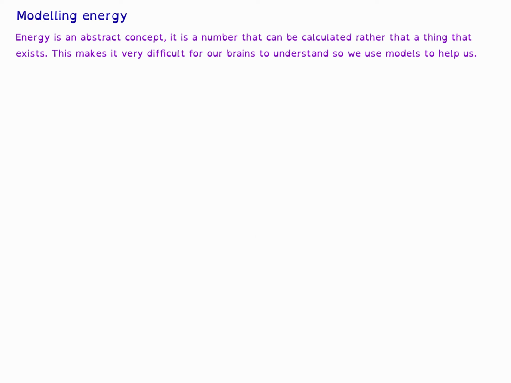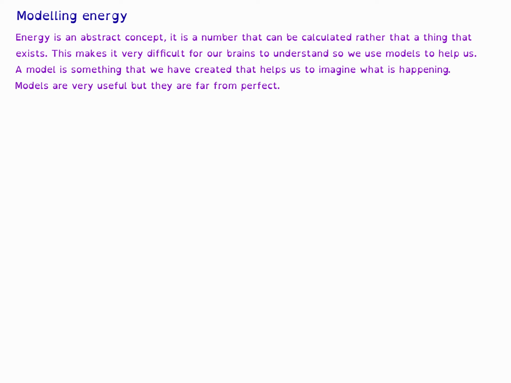Energy is an abstract concept. It's a number that can be calculated rather than a thing that exists. This makes it really difficult for our brains to understand, so we use models to help us. A model is something we have created that helps us to imagine what is happening. Models are very useful, but they are far from perfect.